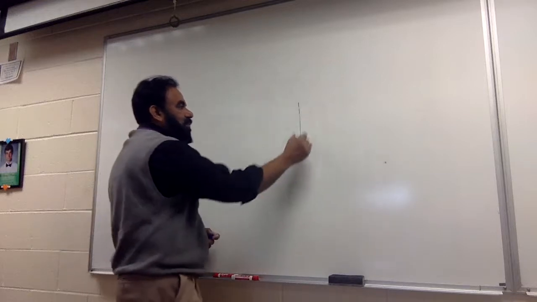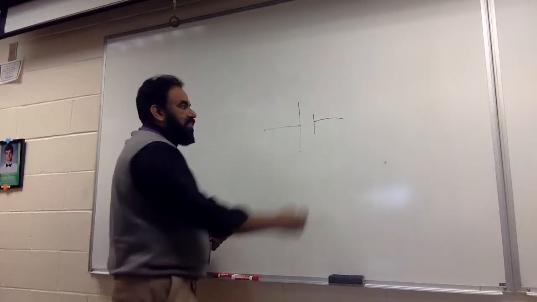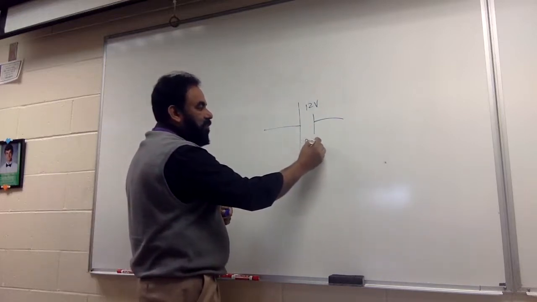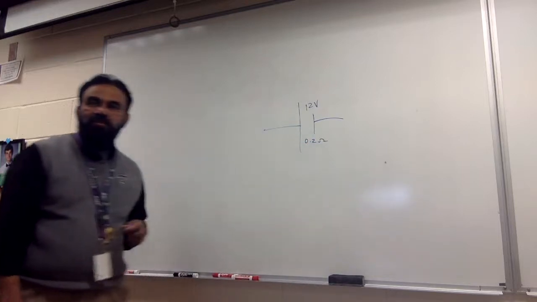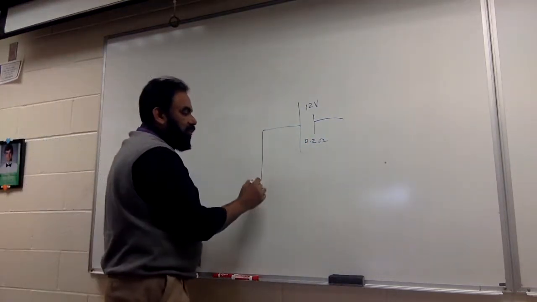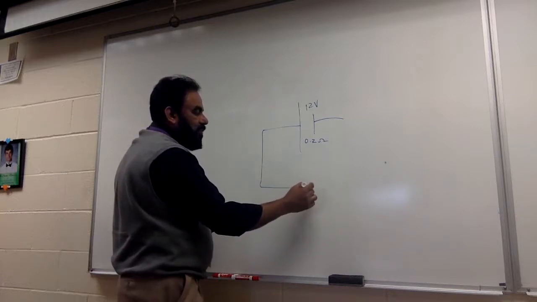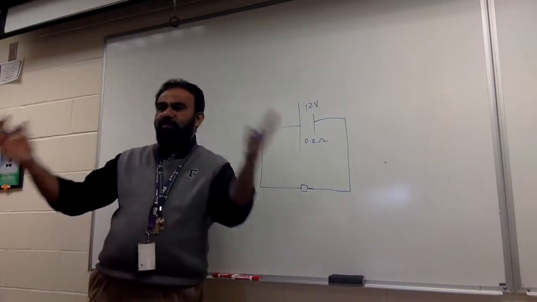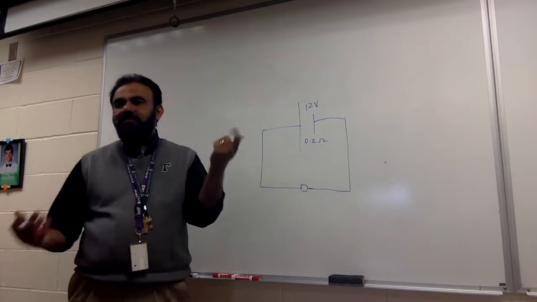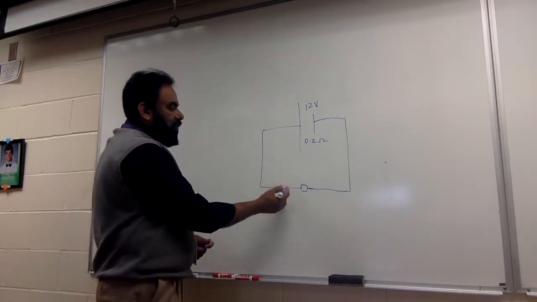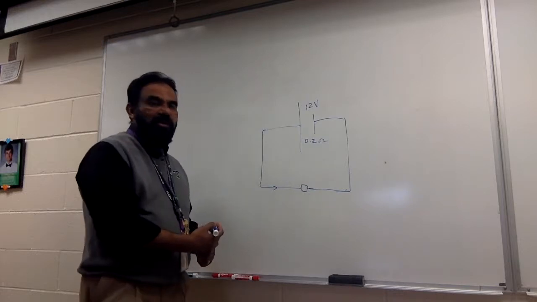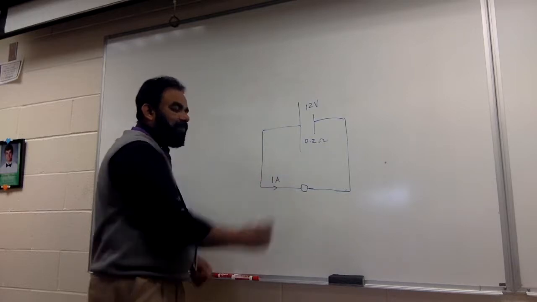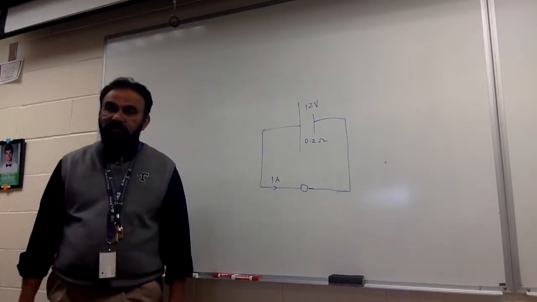But look, this is what happens. Let's say this is your car battery, 12 volts, and the internal resistance, let's say, is 0.2 ohms. Now, if you connect it to those little lights, these are the dashboard lights, how much current is it going to draw? A small current. So let's say the dashboard is going to draw a current of, let's say, 1 ampere.